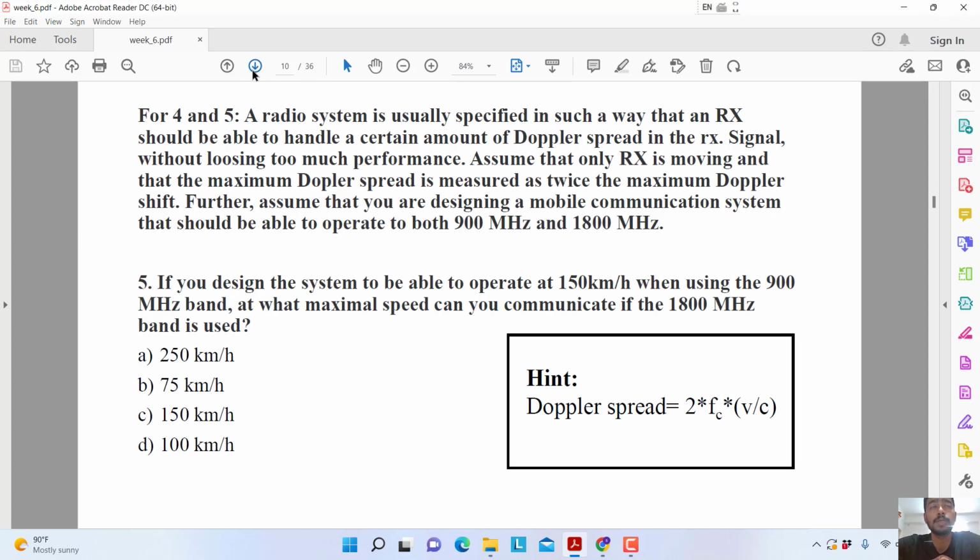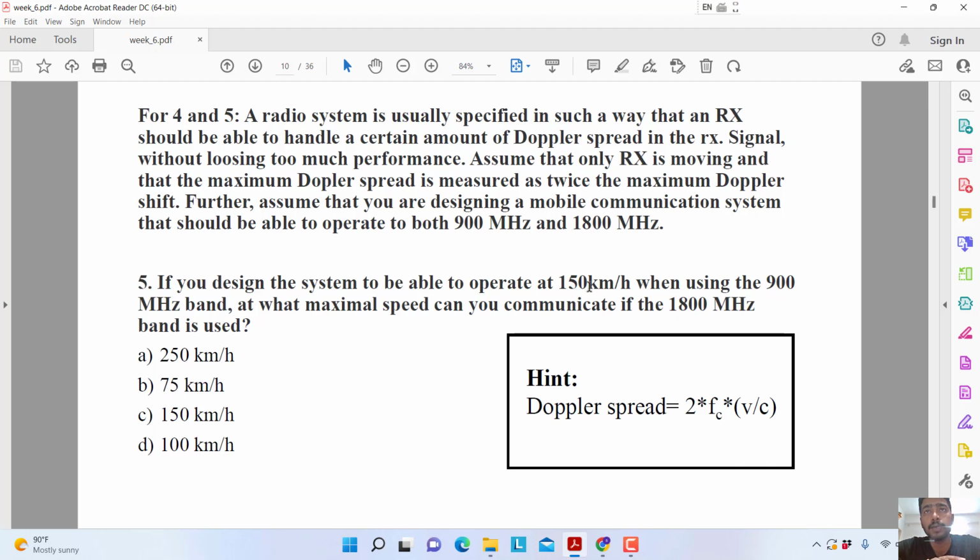Okay. Question number 5 is also based on the same data. The data for 4 and 5 is the same. Here they are asking: if you design the system to operate at 150 km per hour when using 900 megahertz, at what maximal speed can you communicate at 1800 megahertz? V is given as 150 km per hour when you are using 900 megahertz. So you have to find what maximal speed you can communicate at if the 1800 megahertz band is used.